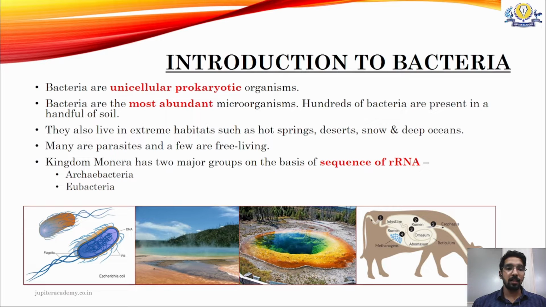So what is bacteria? Bacteria are nothing but unicellular prokaryotic organisms. They are single-celled organisms, that's why unicellular, and they have prokaryotic cells, meaning they do not have a defined nucleus. Those organisms are called prokaryotic organisms. So bacteria are unicellular prokaryotic organisms. They are the most abundant microorganisms.